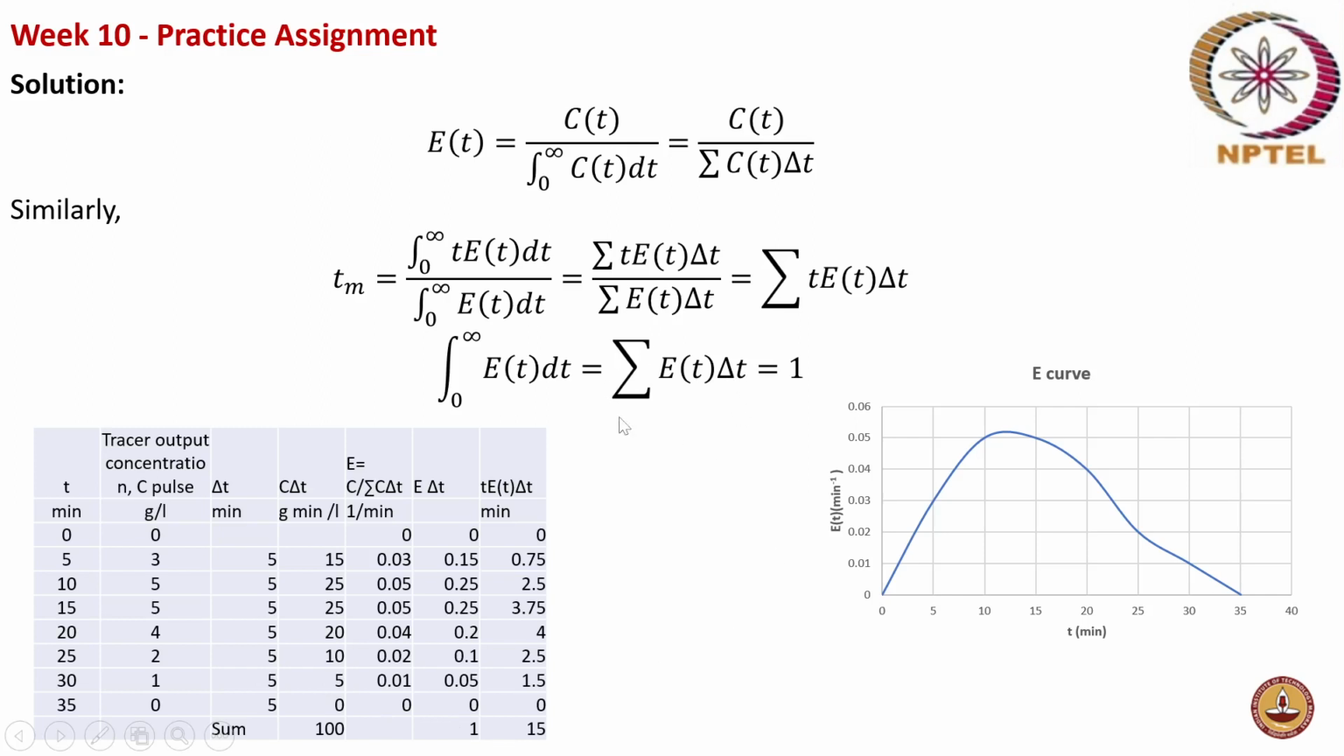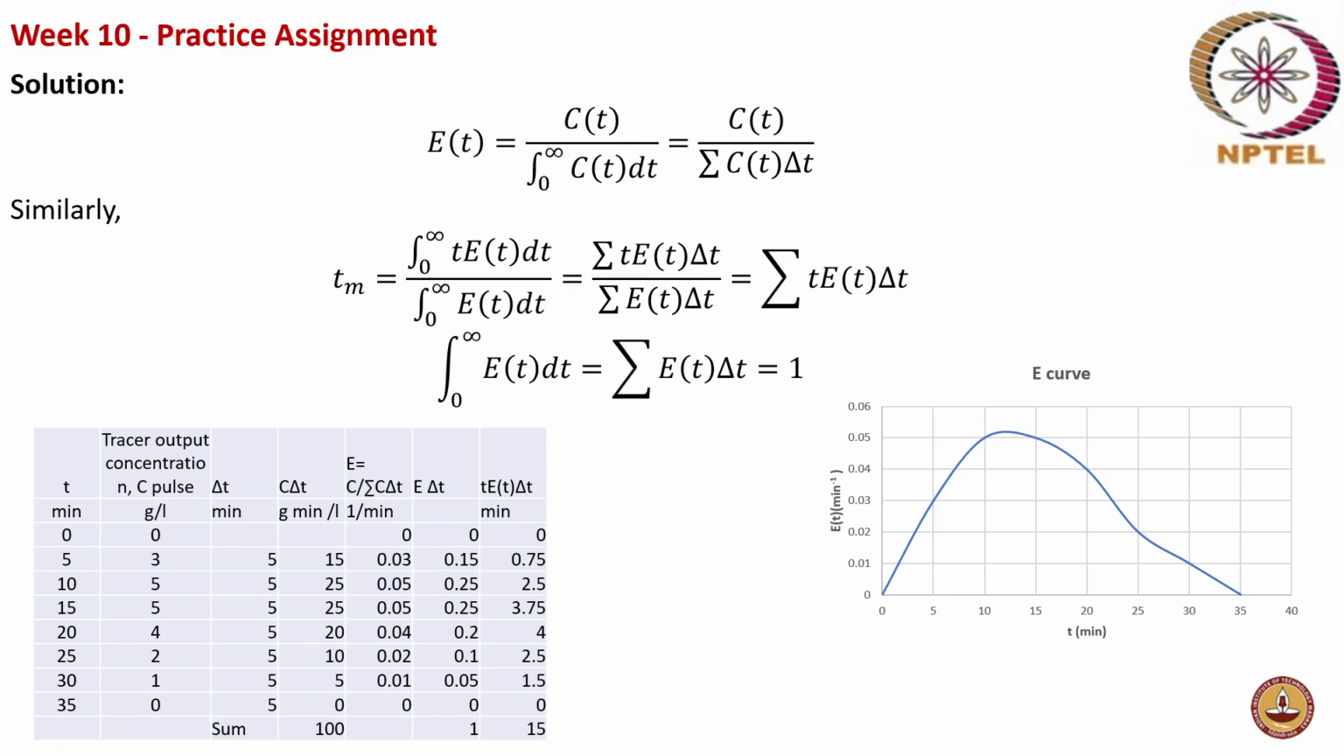So that is what we have seen here also. The integral over 0 to infinity of E of t dt is nothing but the summation of E of t into delta t, which is equal to 1. This can be a cross check of whether the area under this curve is 1 or not. If we get 1, then it's right, and it's 1. Okay.